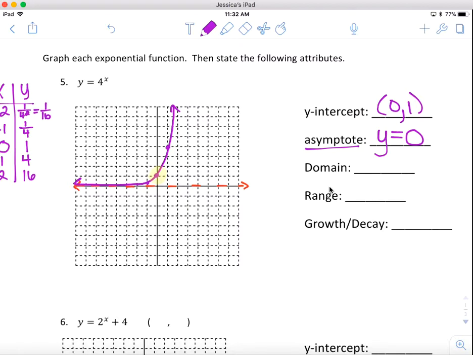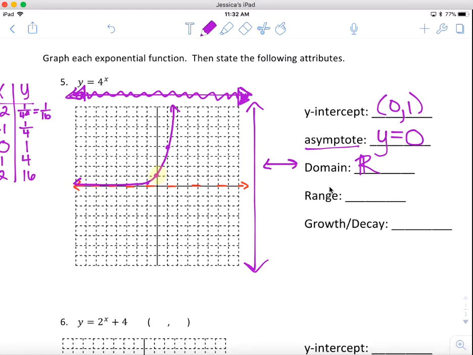Now, talking about domain and range, we've done this before back in the first semester as well. Remember, domain is how you're moving from the left to the right. As I move to the left, it's going to keep going forever. And as I move to the right, even though it looks like it's just going to go straight up, it does get wider and wider to the right gradually. So my domain for this problem is all real numbers. Then for my range, I'm starting at 0 and going up forever, but I cannot equal 0.